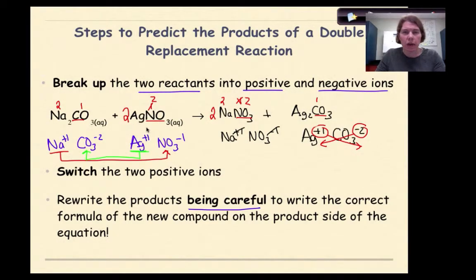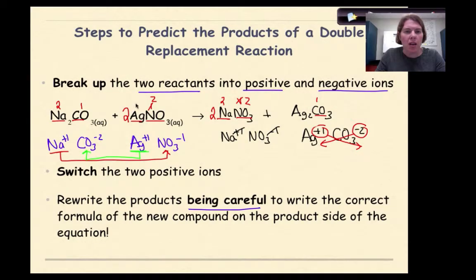So what have I done so far? Let's keep track of everything. 2 NO3s, 2 NO3s, that's balanced. 2 Nas, 2 Nas, that's balanced. CO3, still 1 CO3, still 1 CO3, so that's fine. So the last thing that's not underlined is the Ag.